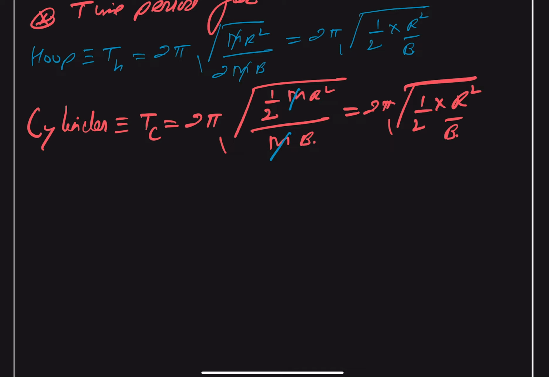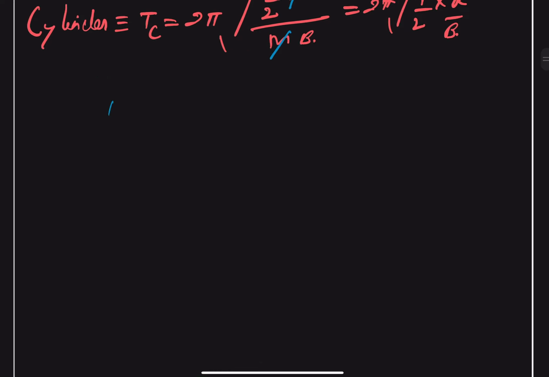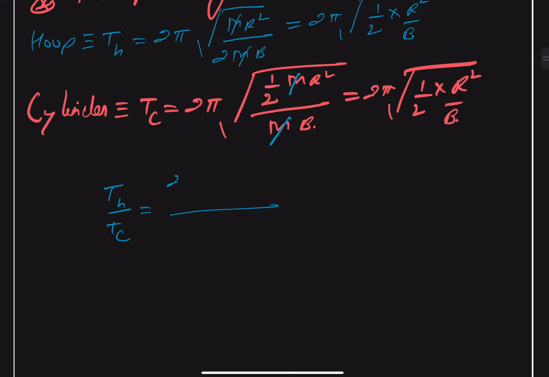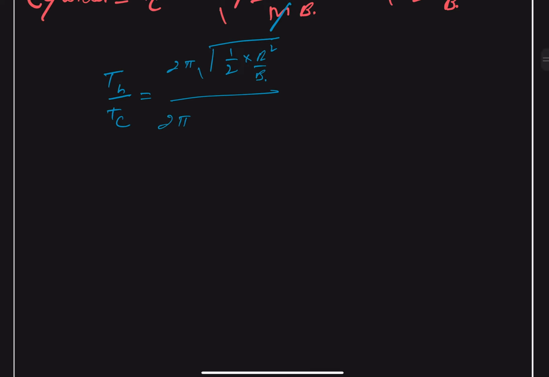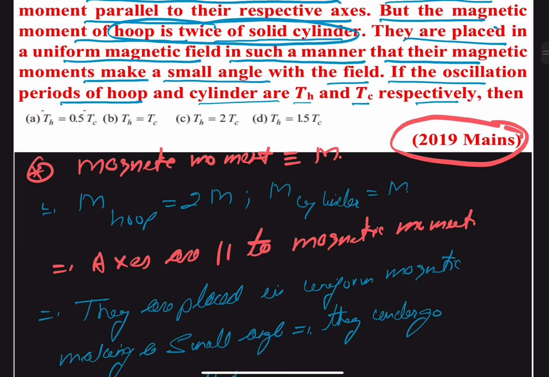Now we simply find out the ratio. So Th by Tc will be equal to 2 pi square root of half r square by B over 2 pi square root of half r square by B. Numerator and denominator are same, therefore we get that the time period of the hoop and the time period of the cylinder will be same. So option number B is the correct option.